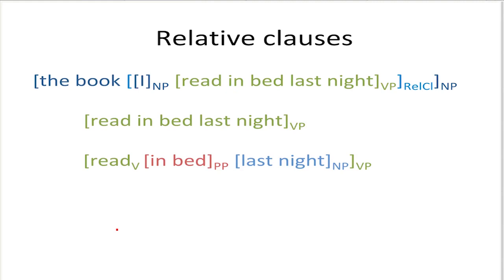You may notice that there seems to be something missing from this verb phrase. There's no noun phrase that tells you what it was that I read. And this is because the thing I read in this example is the head of the noun phrase that the relative clause is modifying. It's the book, as in the book I read in bed last night. Now, we can't repeat this object inside the verb phrase in the relative clause. We don't say, I read the book in bed last night. Instead, the object in a sense moves out of the relative clause and becomes the head of the noun phrase.